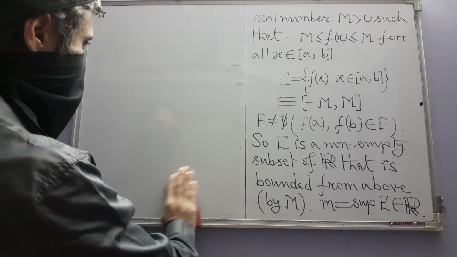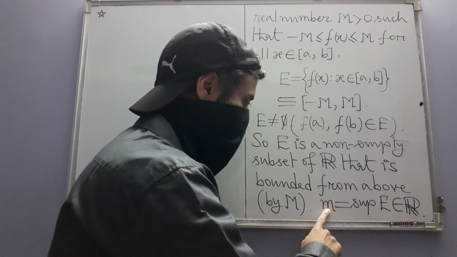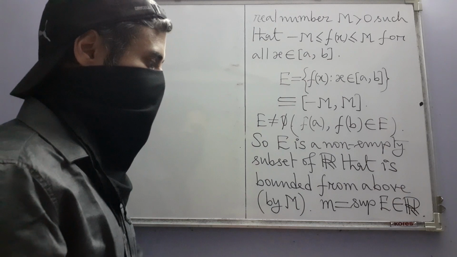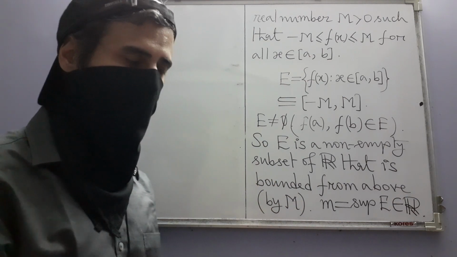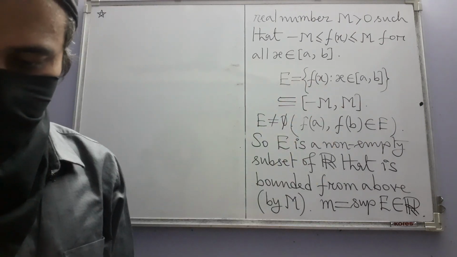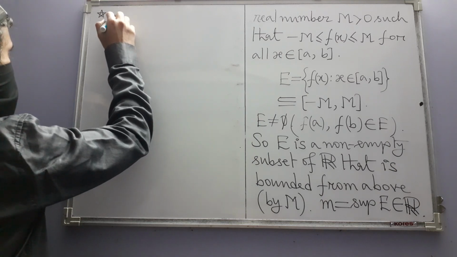We see one thing immediately. What is m? M is the least upper bound of E, which means that m is after all an upper bound of E. What are the elements of E? The functional values. So the thing that we immediately get from this is this.